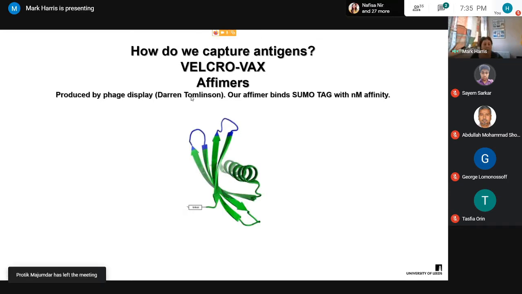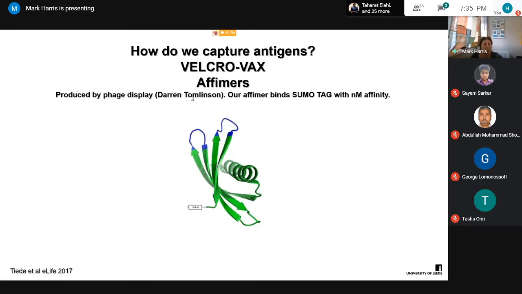So how do we put things onto this particle? Well, we are using a system called an affimer. These have a fixed part of the protein, in green, and in blue there are some flexible loops which contain a variety of different sequences, and these are then selected by phage display to bind to a protein of interest.